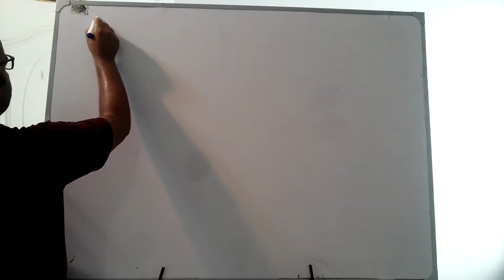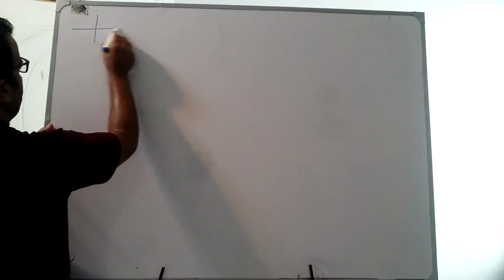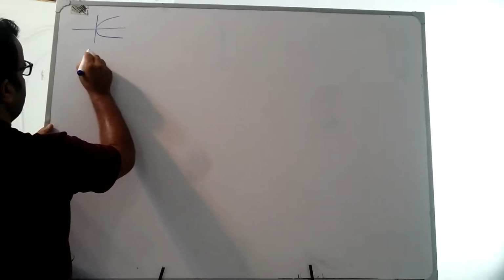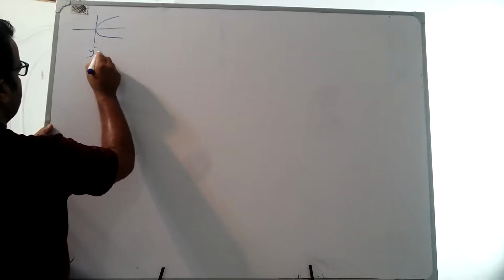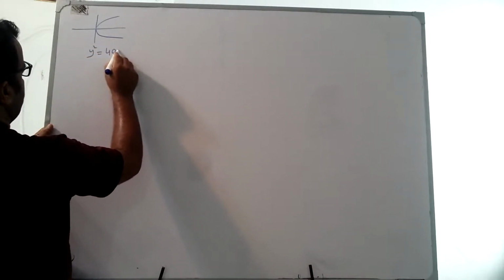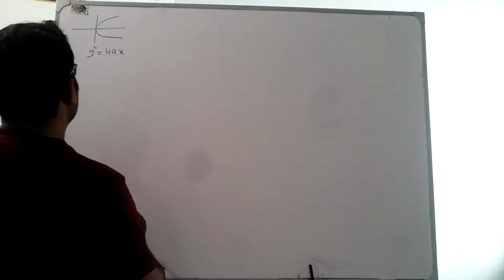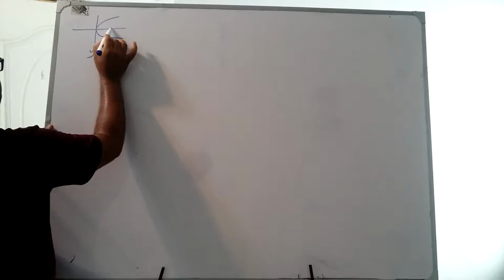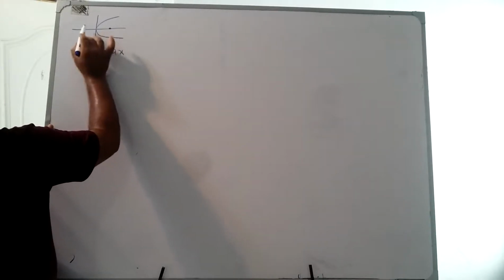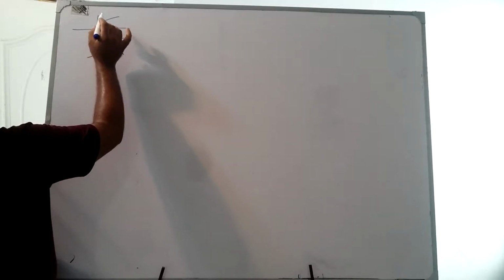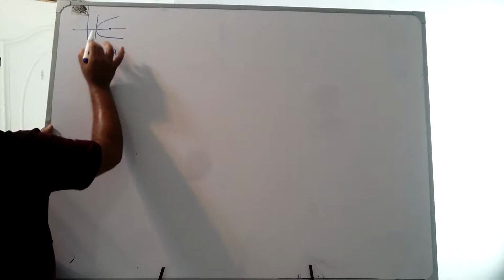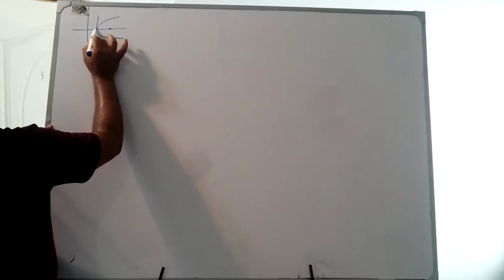Student, this graph is the parabola y square equals 4ax. So in this case, if this is the focus, then the directrix line will be over here, and this is the vertex.